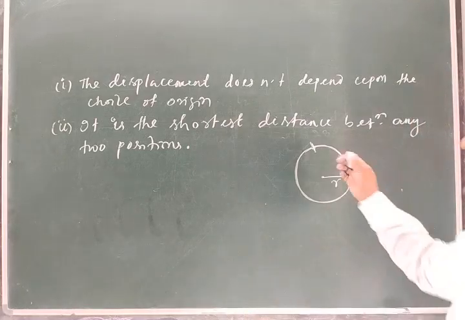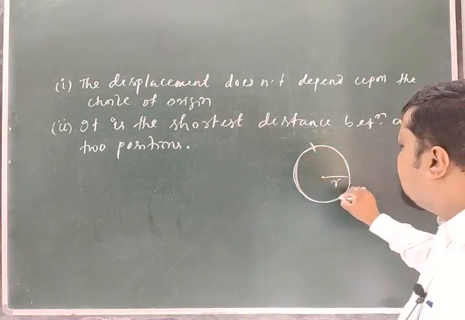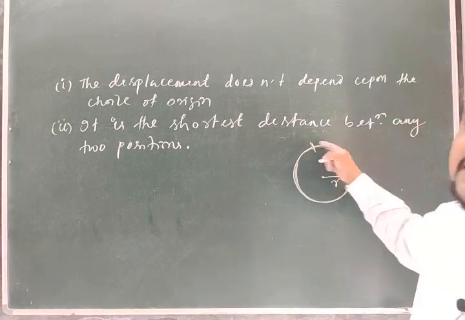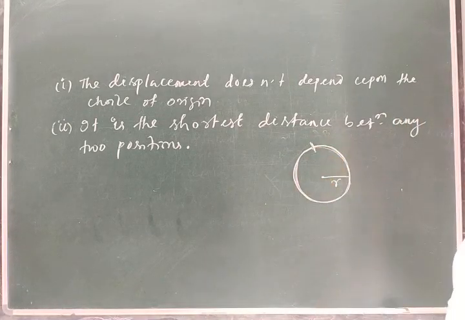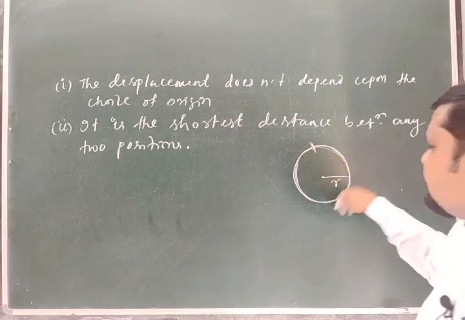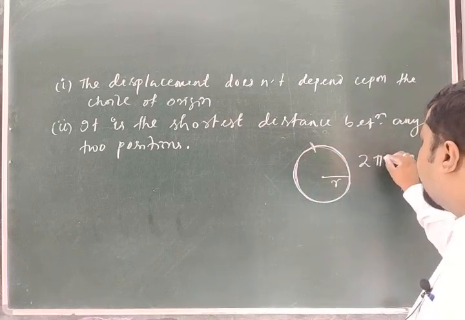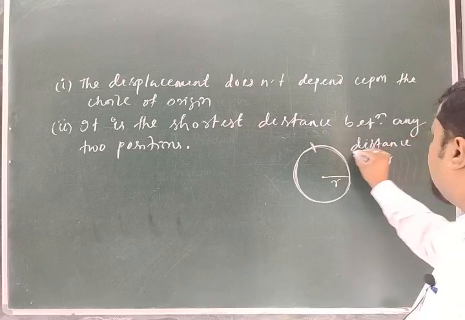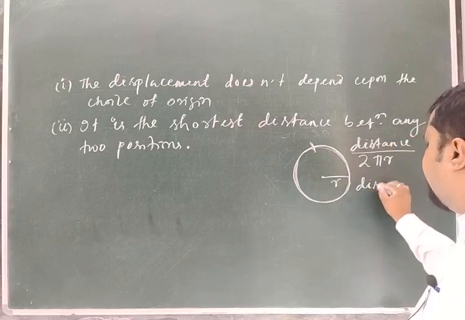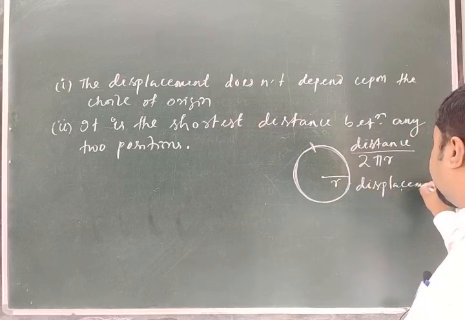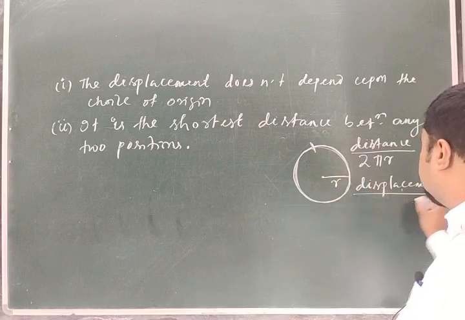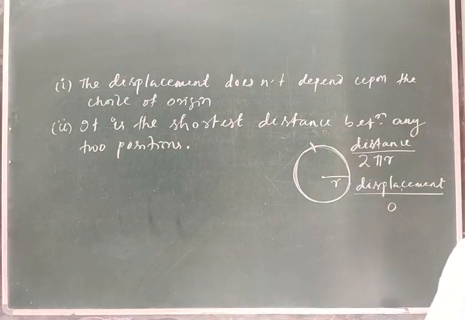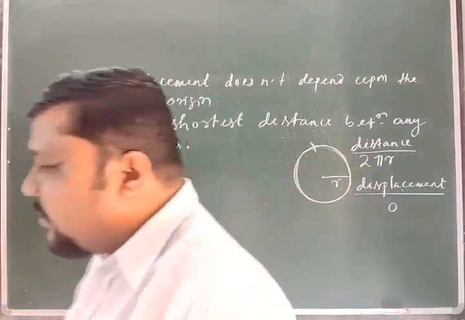And what is the distance if I ask you? Then you can say that it is the actual path covered. What is this actual path? That is the circumference of the circle, which is equal to 2 pi r. So this is the distance, and the displacement is 0, because both the points coincide.